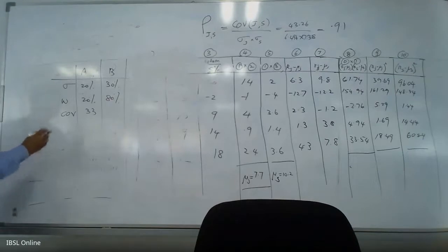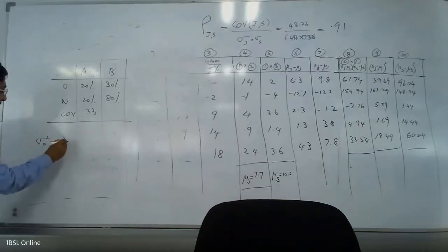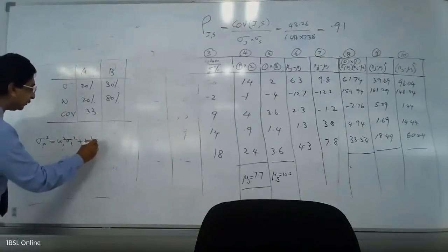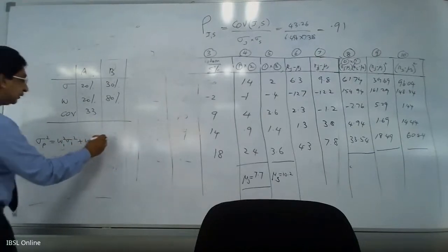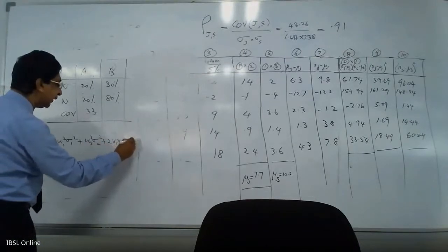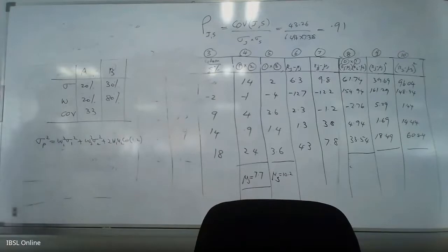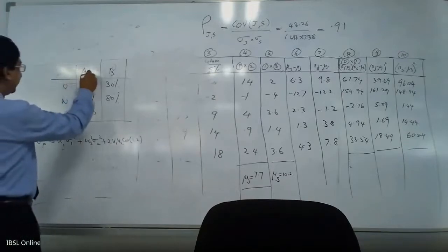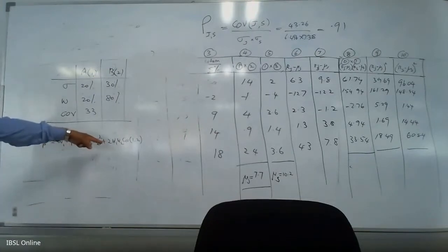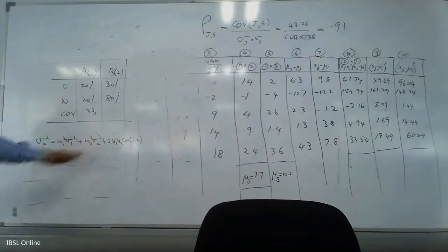then we have to write the formula. Sigma p squared is equal to W1 squared sigma 1 squared plus W2 squared sigma 2 squared plus 2 W1 W2 covariance 1 2. Now the A is 1, B is 2, right? So now we just substitute the values here.